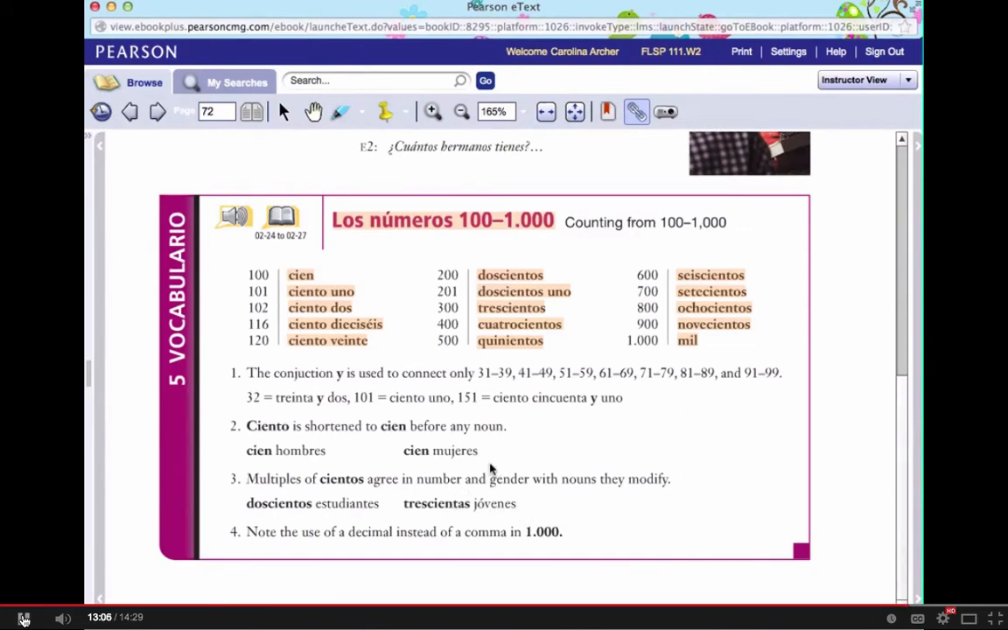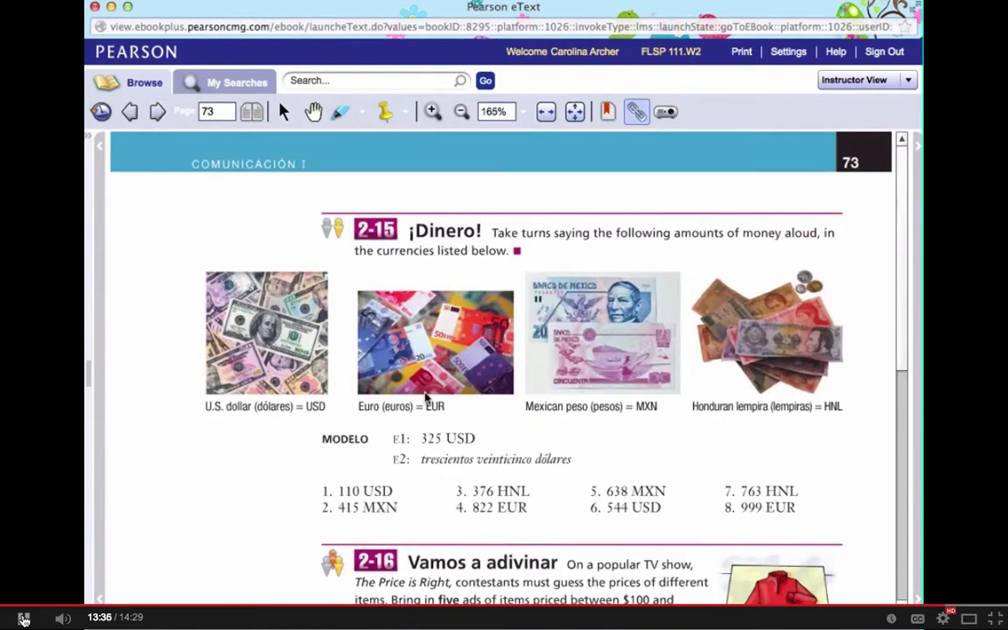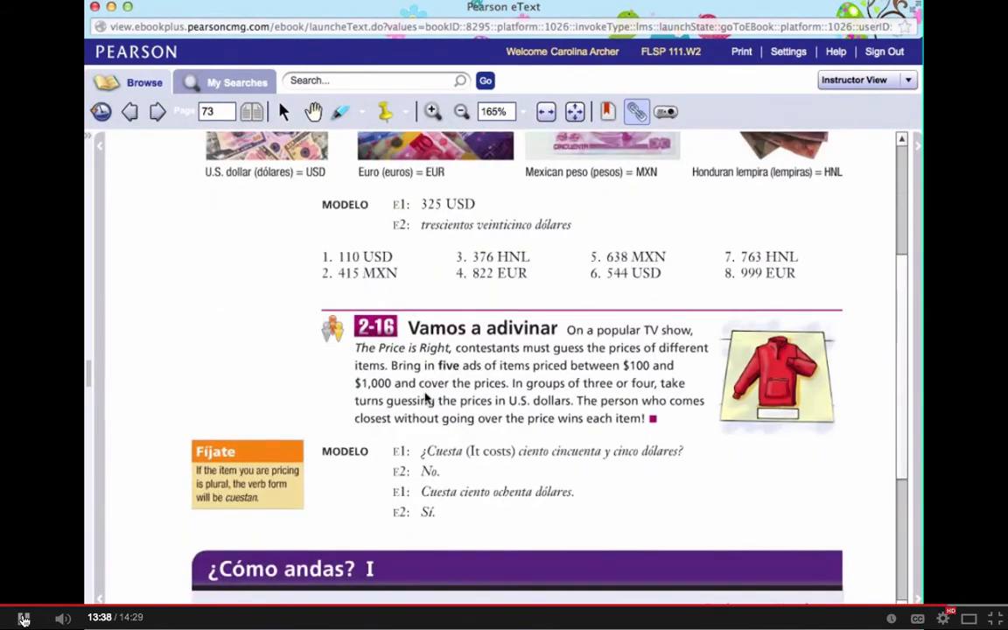Now also notice something very important: in Spanish-speaking countries and in most of the world, we use the decimal point instead of a comma to mark thousands, okay? And the comma is used to mark decimals. So it's the other way around, okay? Muy bien. So you have activities to practice with numbers, okay?